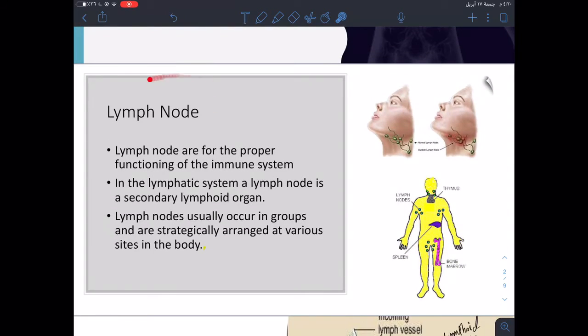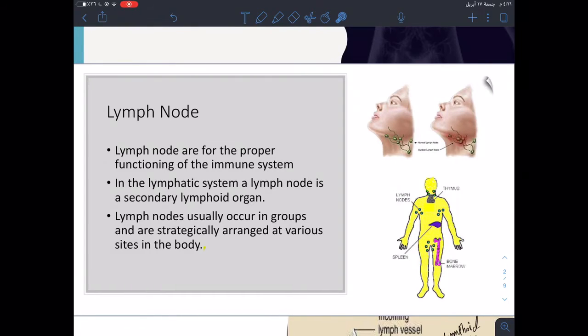So now let's begin with the first one, lymph node, and what is meant by lymph node. The lymph nodes are for the proper functioning of the immune system. In the lymphatic system, lymph node is considered a secondary lymphoid organ. So there are primary lymphoid organs and secondary lymphoid organs. The primary lymphoid organs are the thymus and bone marrow. The secondary lymphoid organs are like lymph node and spleen.